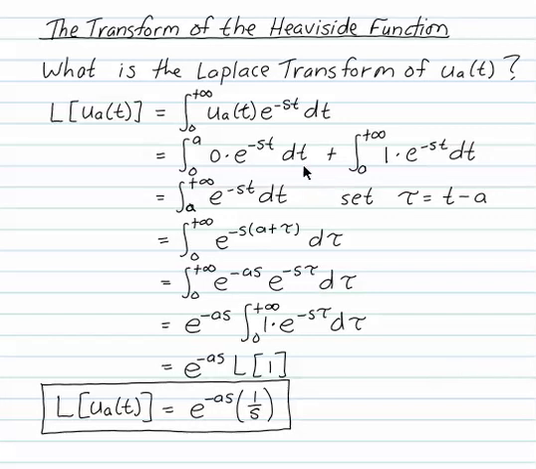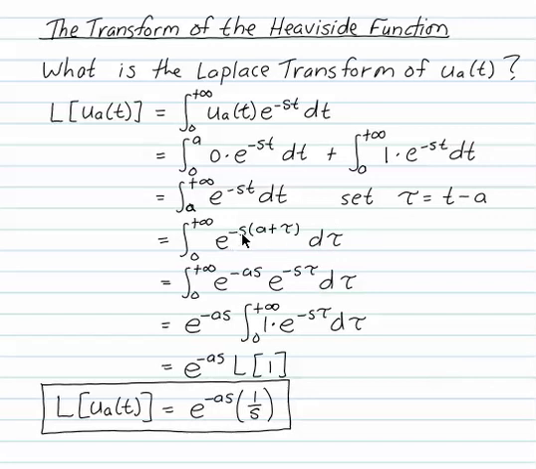Well, that's just one integral. The first integral is 0. Let's look at the second integral from a to infinity. Let's make a change in variables, setting tau equal to t minus a. I'm just going to rename things. Well, if tau is equal to t minus a, then a plus tau is equal to t. So I'll rewrite this integral.